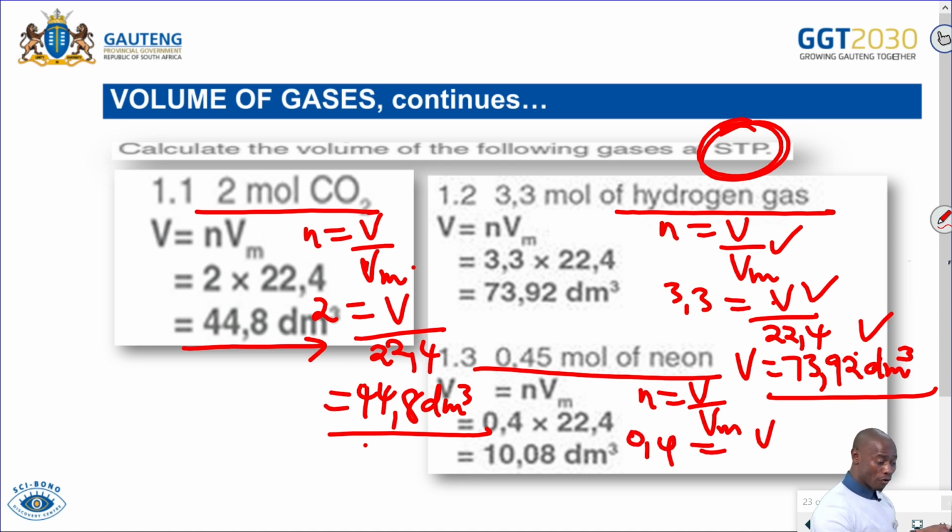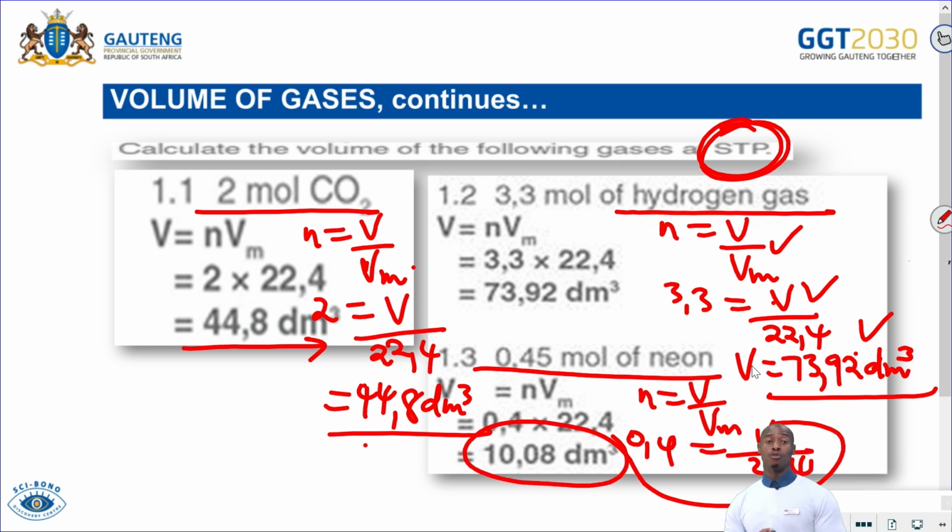Number of moles 0.45. We are looking for the volume. Vm is 22.4. Why 22.4? The gas is at STP. Then what will be the volume? The volume will be what? 10.08 cubic what? Decimeters. Right. So that is the volume of a gas at STP. Calculating the volume of a gas at STP.